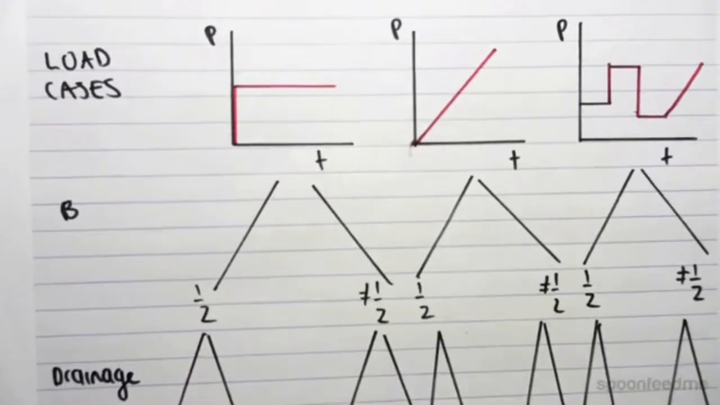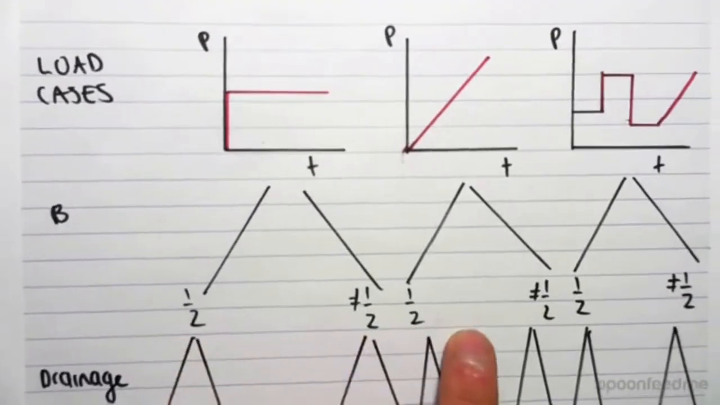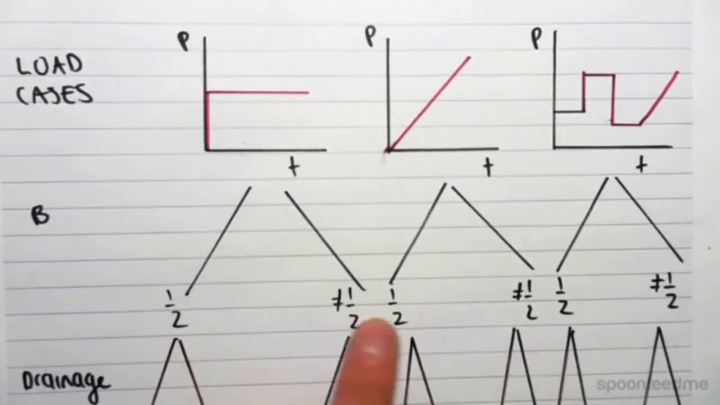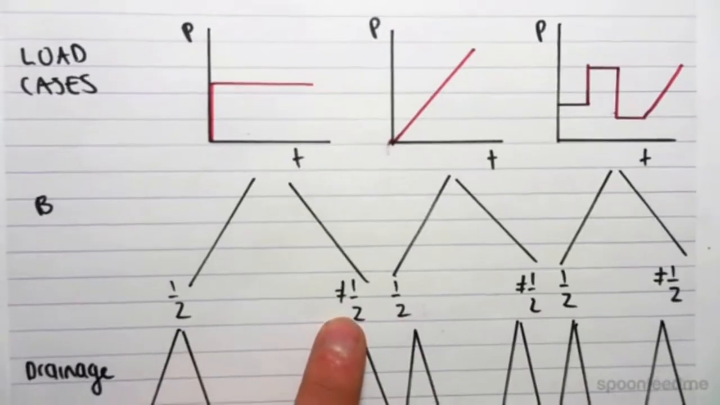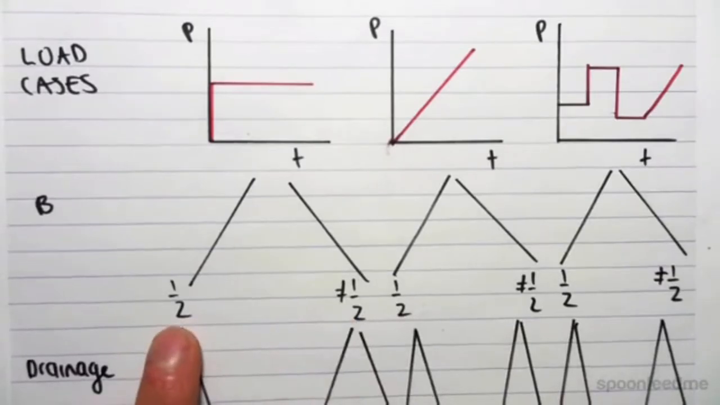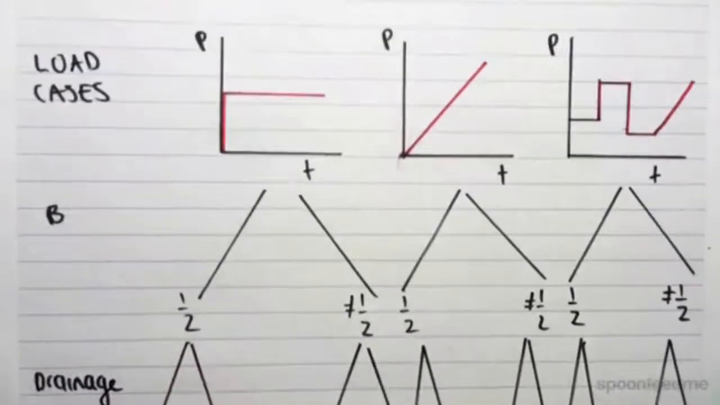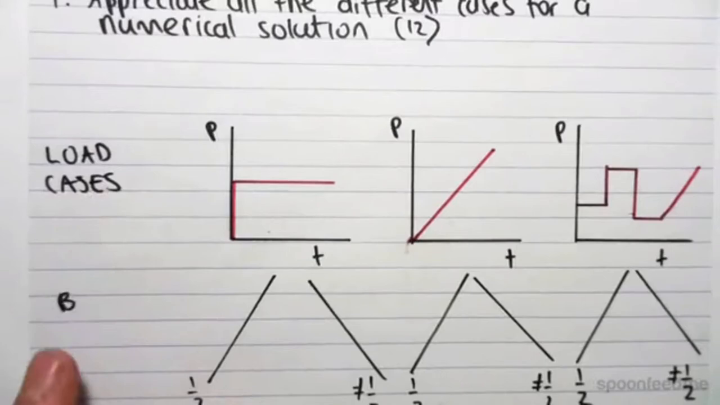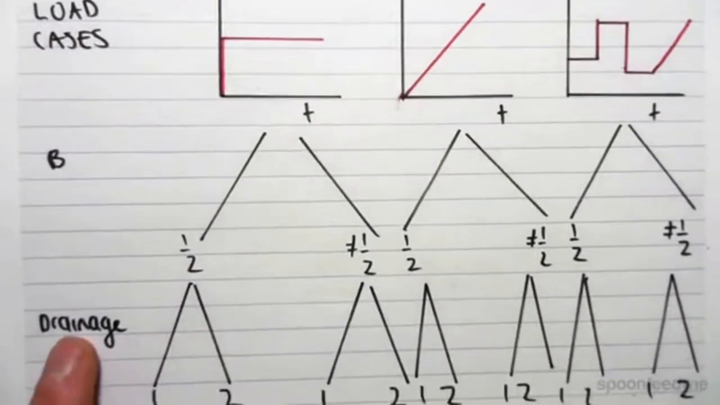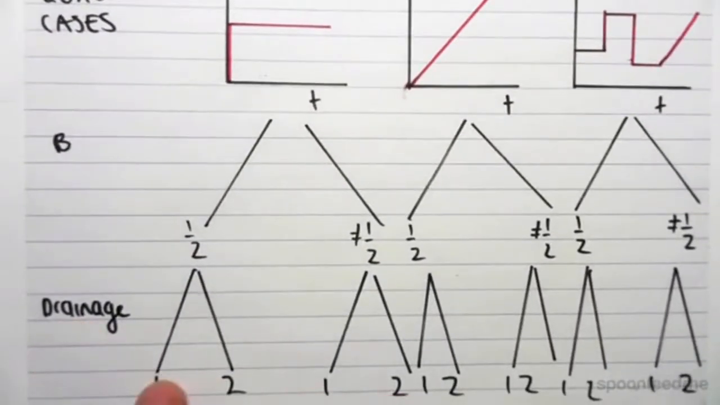Another important thing is that most of the time beta will equal 1/2. It's stupid to make beta not equal 1/2 because it makes your life a lot harder. So you want to try and make beta equal 1/2 whenever you do these questions. But there's just a quick summary. Load case, beta value, and drainage will all influence your numerical solution, and you get 12 different cases.